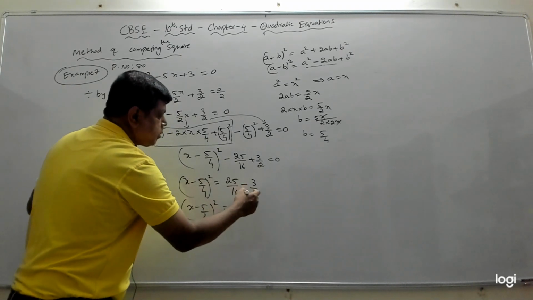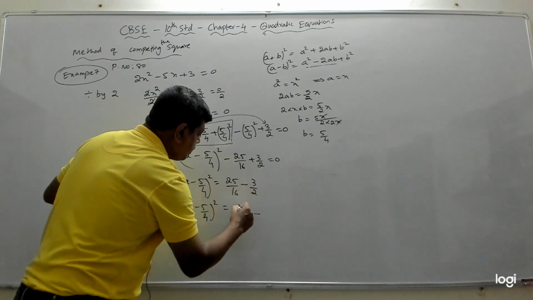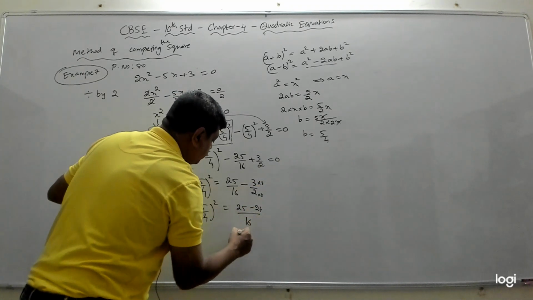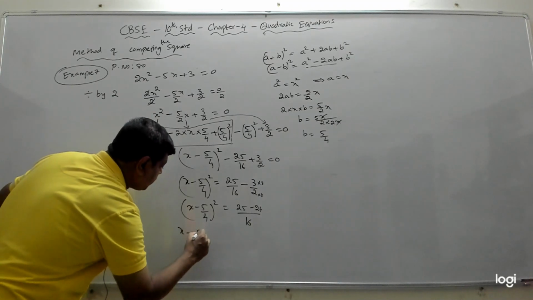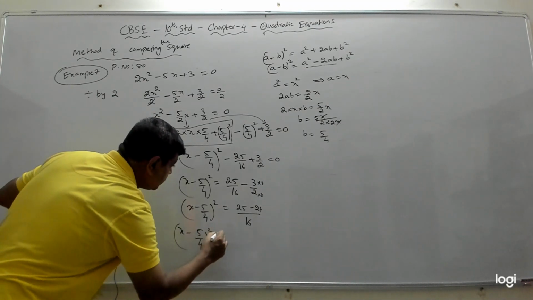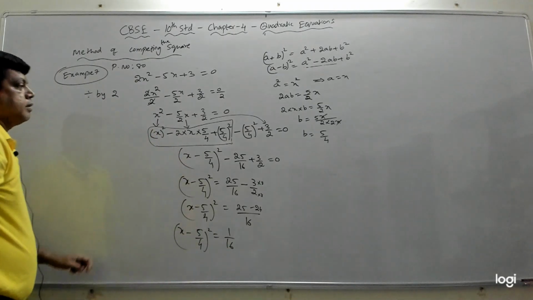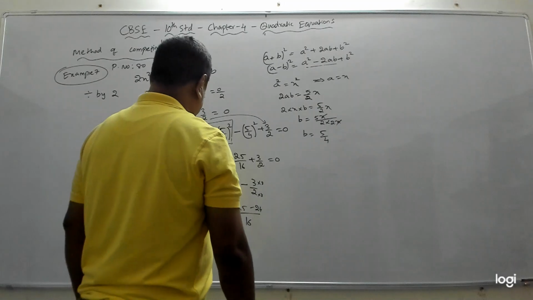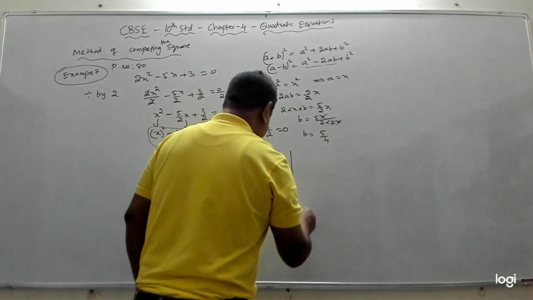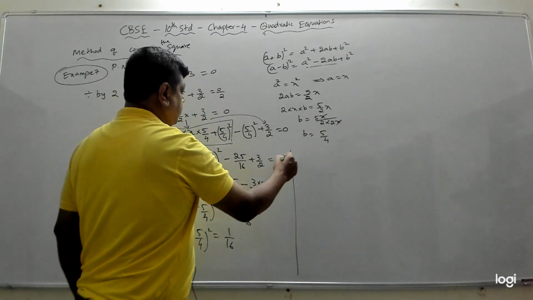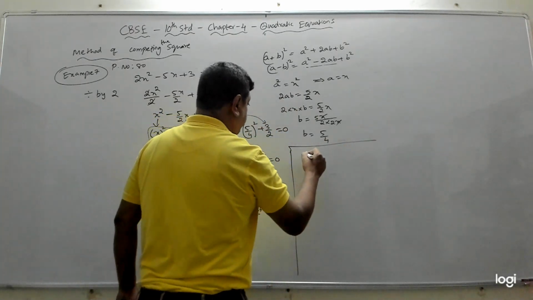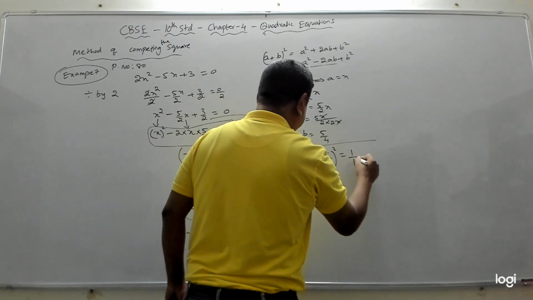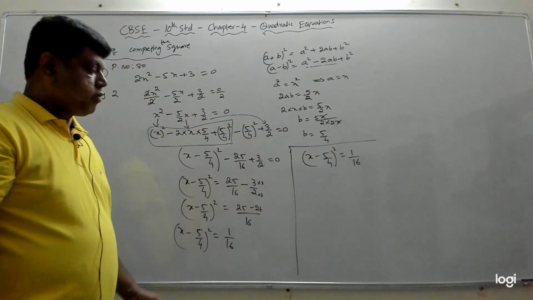Now do the fraction subtraction. So LCM is 16. So 25, then 2 times 8, 3 times 8, minus 24. So you get x minus 5 by 4 the whole square is equal to 1 by 16. Right? Now I will write the continuation here. Fine. So I am writing the same step. X minus 5 by 4 the whole square equal to 1 by 16. I have written the same step here.